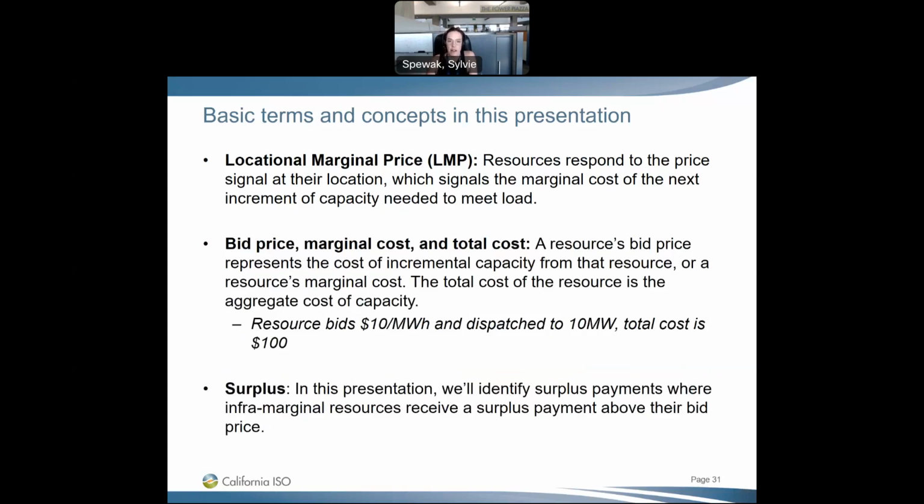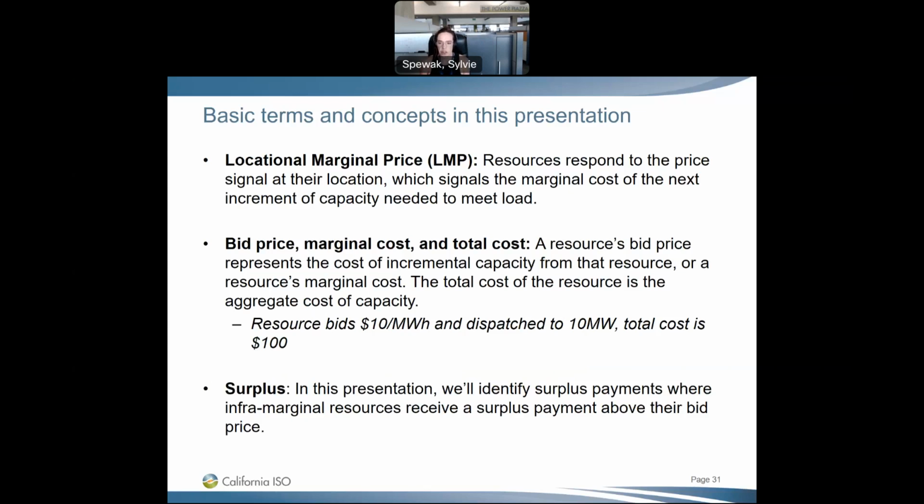First, some basic terms and concepts in this presentation. The big one is locational marginal prices, or LMP. Resources respond to this price signal. They respond to their locational marginal price, the price at their location. And this price signals the marginal cost of the next increment of capacity needed to meet load at that location. So I'll show you how to figure out what the LMP is in each area that we look at.